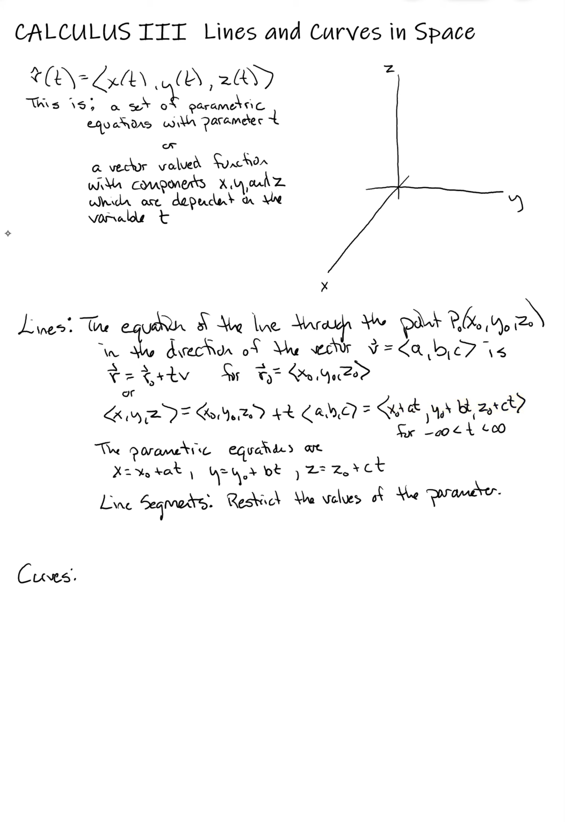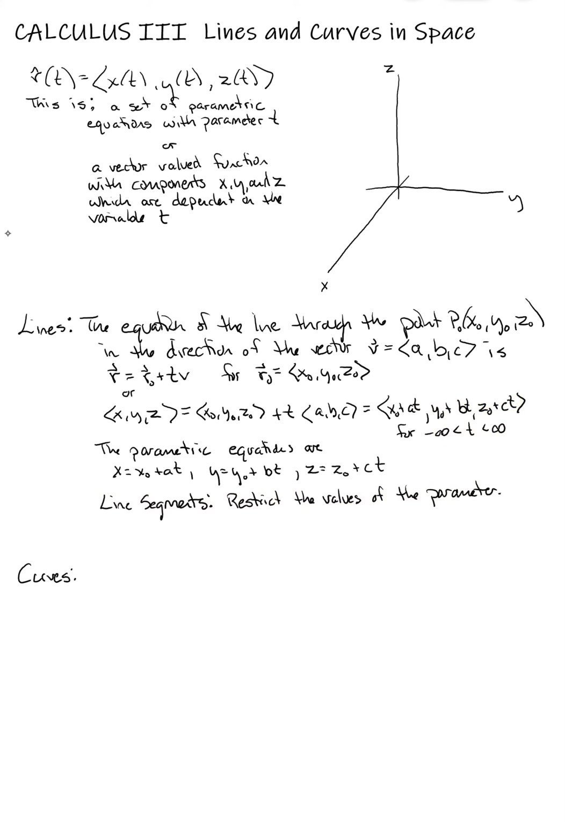I also want to mention quickly that if I want a line segment, all I do is restrict the values of the parameter for a line segment. So instead of saying t could have any value between negative infinity and positive infinity, I simply restrict that. Give some specific t values over which this can be defined, and that gives me a line segment. So let's talk briefly about what's going on here, how this really looks.